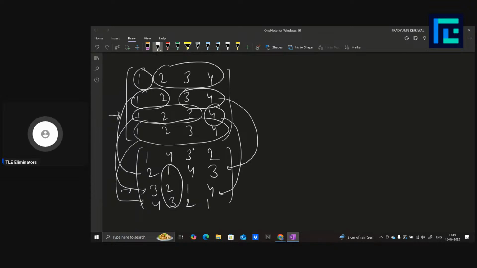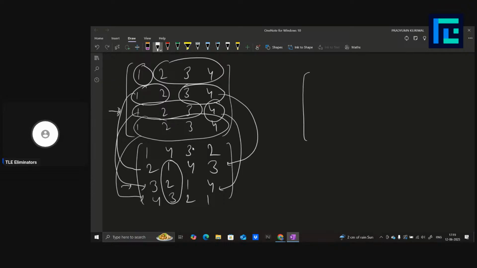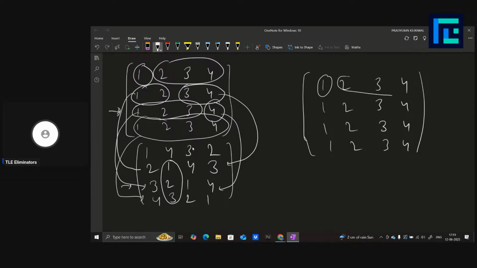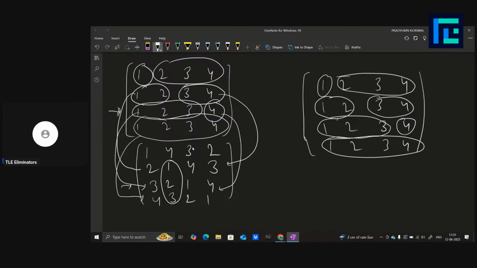So there's a very easy pattern here, that we have 1, 2, 3, 4, 1, 2, 3, 4, 1, 2, 3, 4, and 1, 2, 3, 4. Then we can simply do this, then we can do this, then we can do this, and then we can do this. So what do I mean by that? I can reverse these. If I reverse this 2, 3, 4, if I reverse these two, if I reverse these, and if I reverse these, then it will be solved.